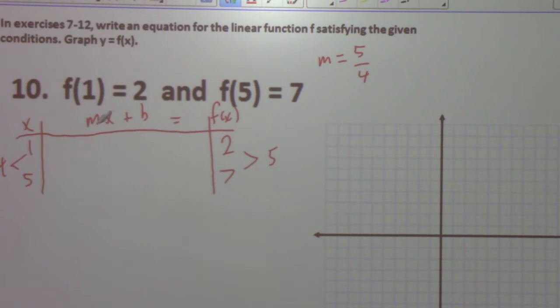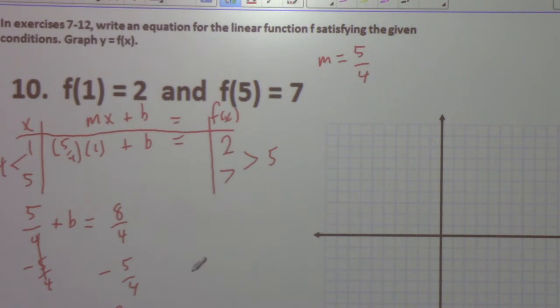So here we use the mx plus b. Well, m is 5/4. In this case, x is 1 plus b is equal to 2. So 5/4 times 1? 5/4. Plus b. And how many fourths do we have in 2? 8. 8/4. Yeah, 8/4. That looks good. And subtract out 5/4. So b is equal to? 3/4.